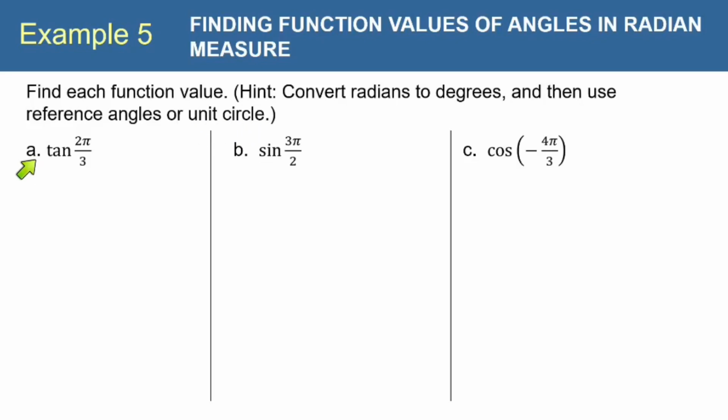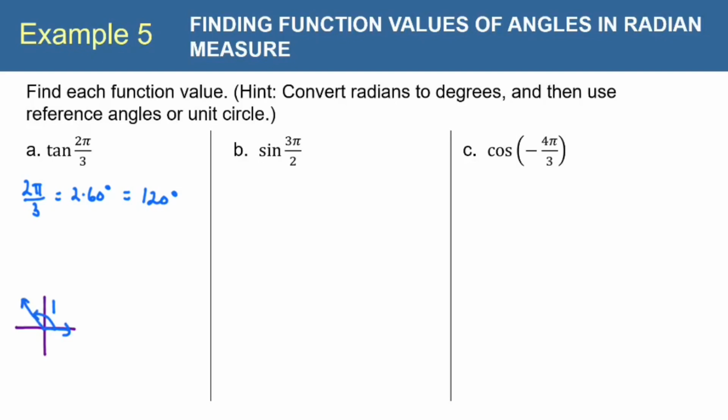Let's start with part A. So we have the tangent of 2 pi over 3. So first let's convert 2 pi over 3 radians into degrees. You'll get to a place where you can do this mentally, but for right now I'm going to write it down. So 2 times pi over 3 becomes 2 times 60 degrees, and we know 2 times 60 is 120. So we're really looking for the tangent of 120 degrees.